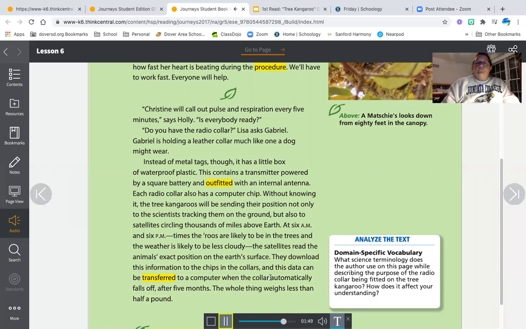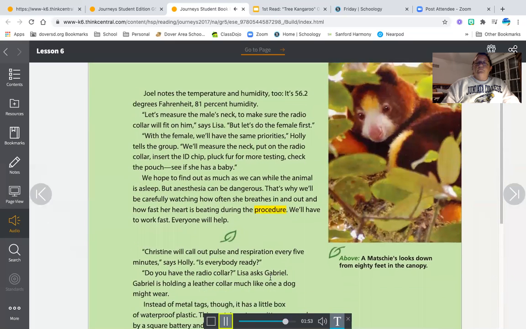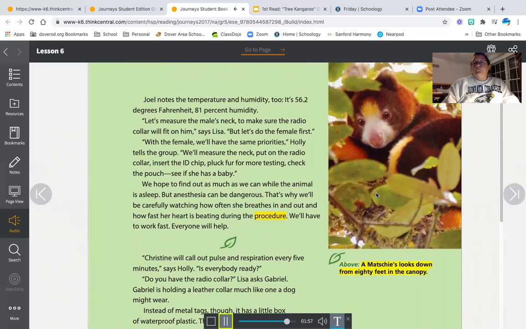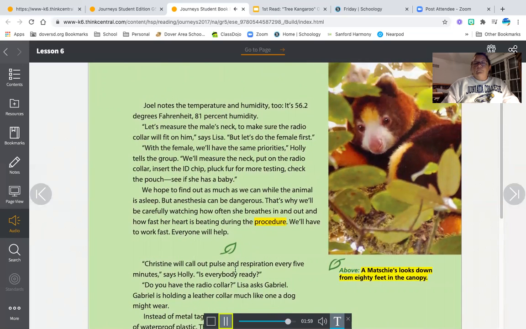Opposite page. Once an animal has been seen, a tracker climbs a nearby tree to scare it into coming down. Above, a Machi looks down from 80 feet in the canopy. So a canopy is the very top parts of a tree. So 80 feet, that's pretty high.